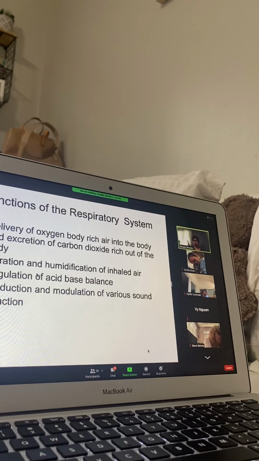So that is how the respiratory system regulates the acid-base balance. The carbon dioxide, which is the waste product of cell metabolism, is carried by the blood going to your lungs. The lungs regulate the acid-base balance through the excretion of carbon dioxide and retention of hydrogen ions, and production and modulation of various sounds.